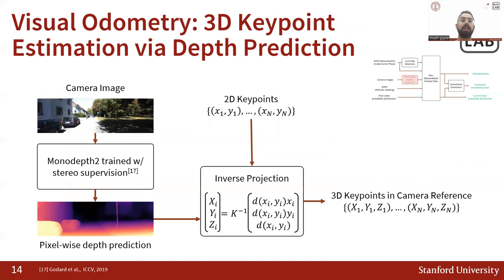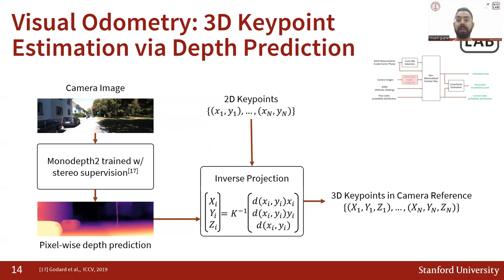So to do that, we start from the camera image, that is the previous time camera image, and pass that through a neural network that is trained for predicting depth. And for this, we use MonoDepth 2 that is trained with stereo supervision.